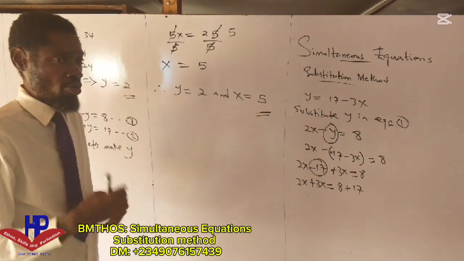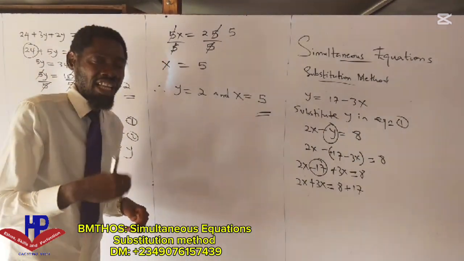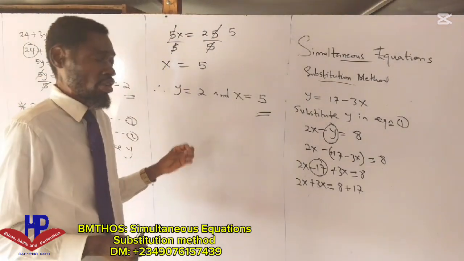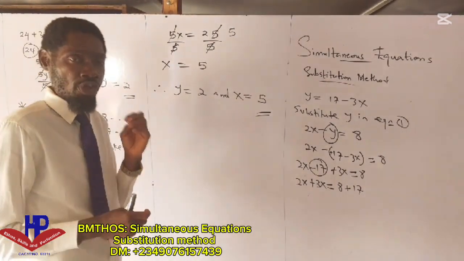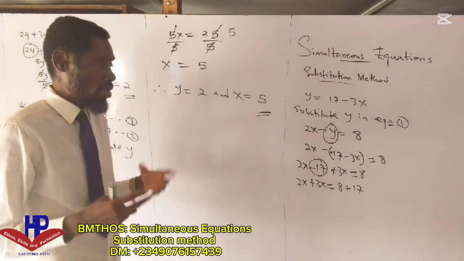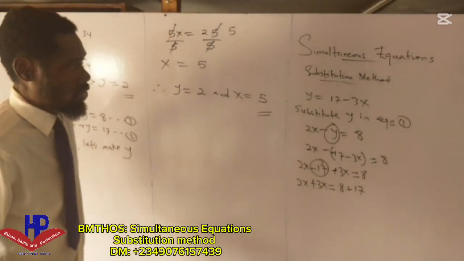You always try to make one variable the subject of formula to help you substitute that result into the next equation. If you have done that in equation 1, then what you have will be substituted in equation 2. If you've done that in equation 2, what you have will be substituted in equation 1, and you end up having the final result. This is how you solve using substitution method.